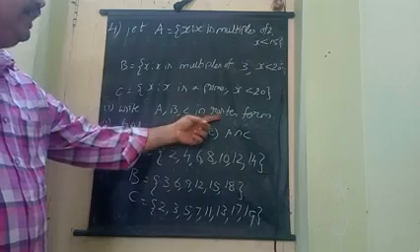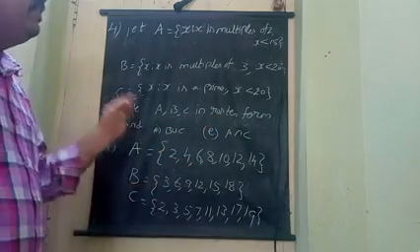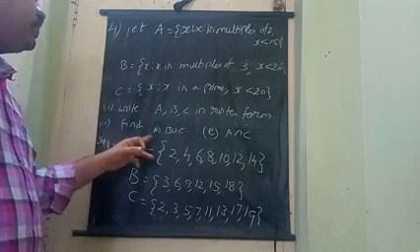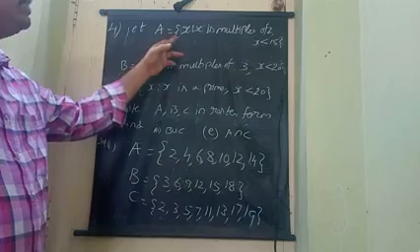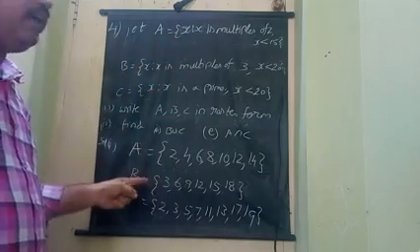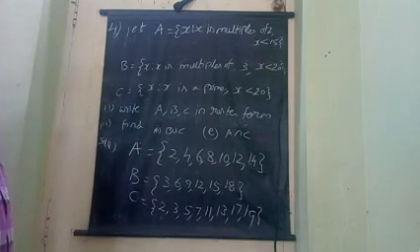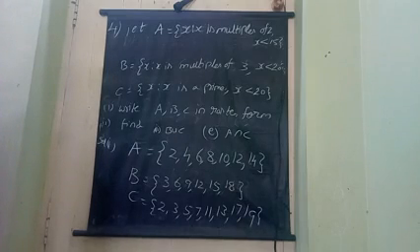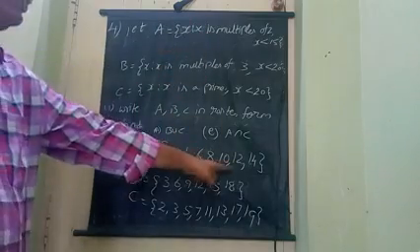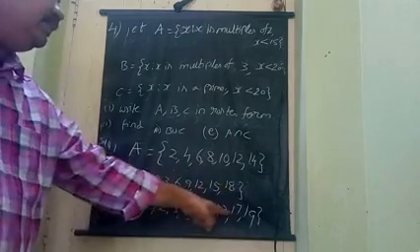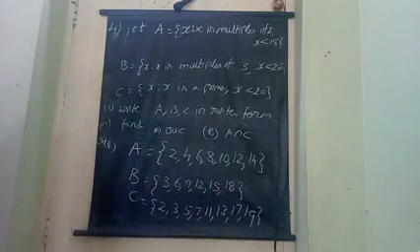They said to write in roster form. Roster form means using commas. Whether they give the question or not, it is compulsory to change to roster form and do the sum, because without roster form we cannot do any sum. We have to do it using roster form only. So see the sums: A is the 2 table up to 14, B is the 3 table up to 20, and next one is prime numbers up to 20.